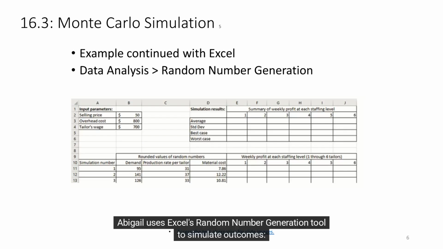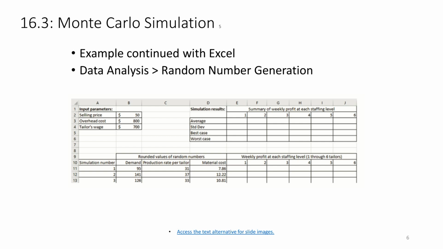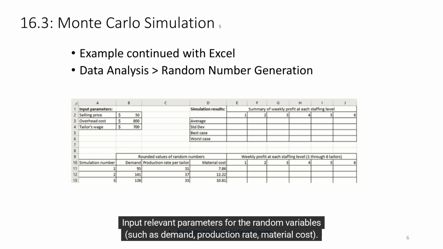Abigail uses Excel's random number generation tool to simulate outcomes. Open the Fashion Tech dataset located in the module's resources. Navigate to data, then data analysis, then random number generation. Input relevant parameters for the random variables such as demand, production rate, material cost. This generates random scenarios for the inputs, which are then fed into the model to calculate profits.